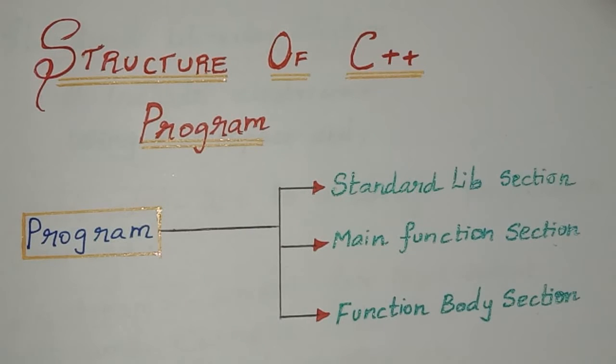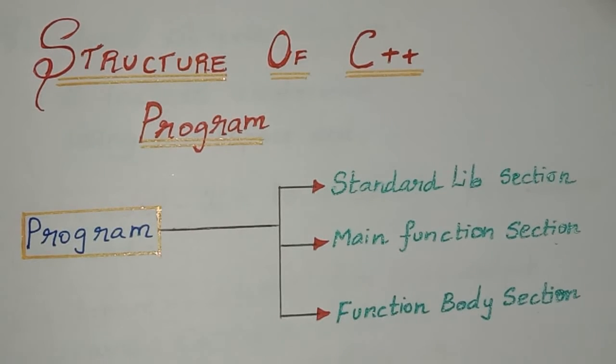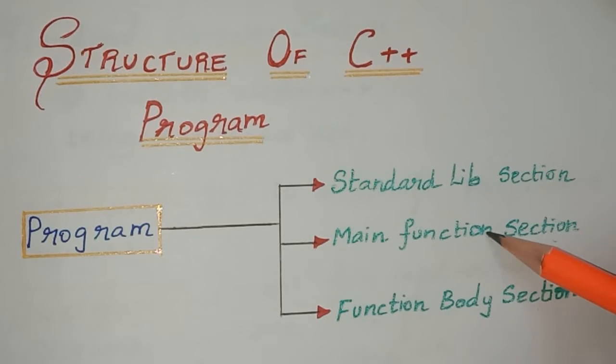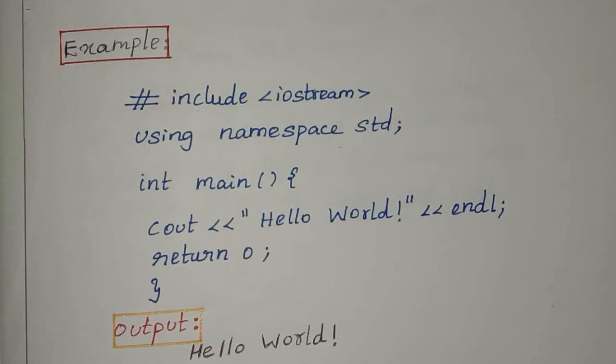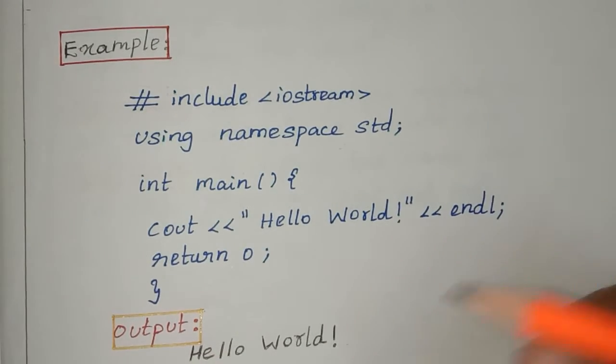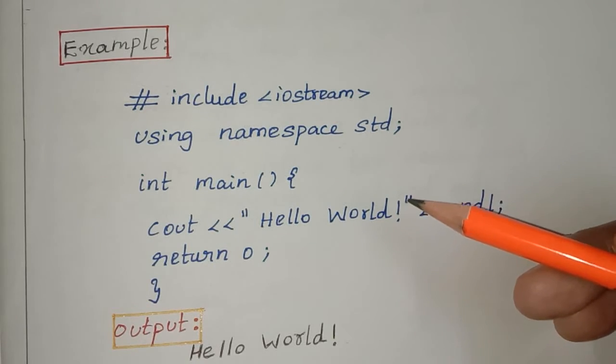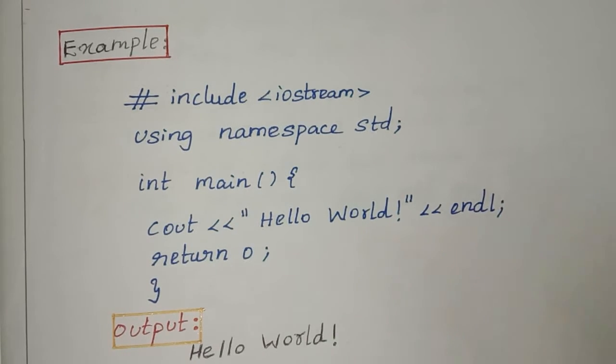In this video, let's learn about the basic structure of a C++ program. Let's get started. A C++ program is structured in a specific and particular manner. In C++, a program is divided into standard library section, main function section, and function body section. With a simple example, let's learn about the standard library section, the main function section, then the function body section.